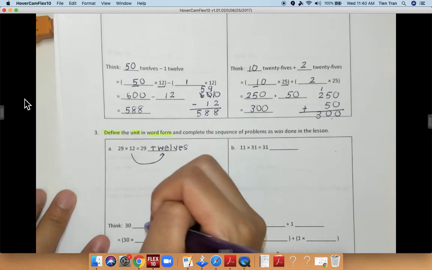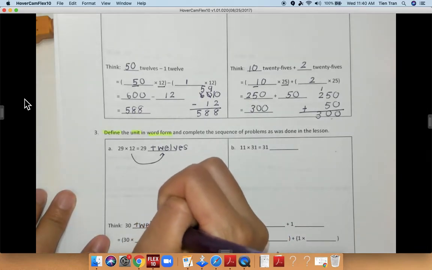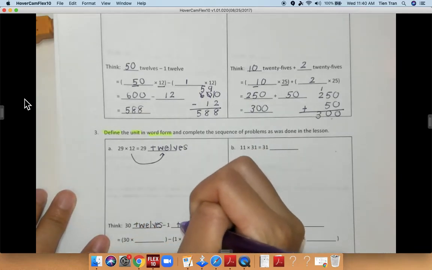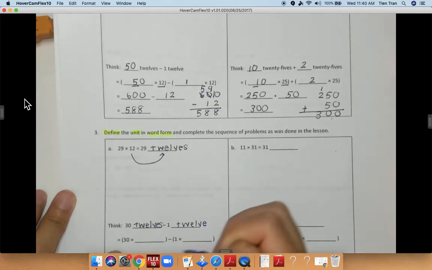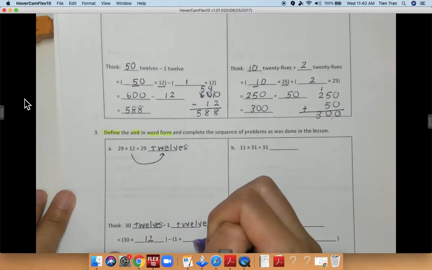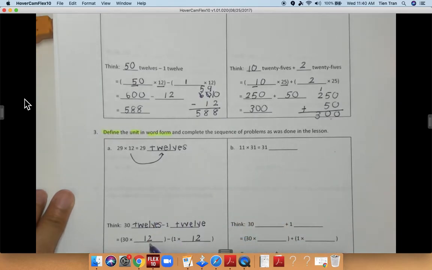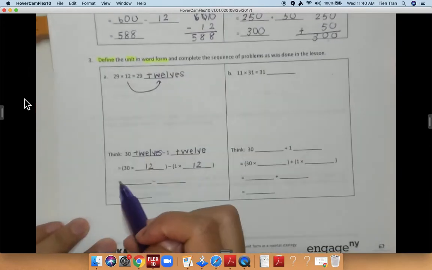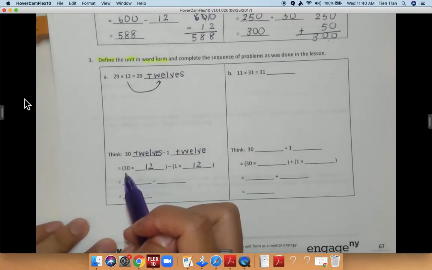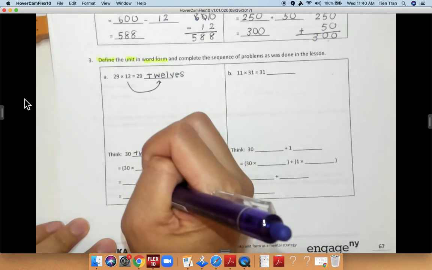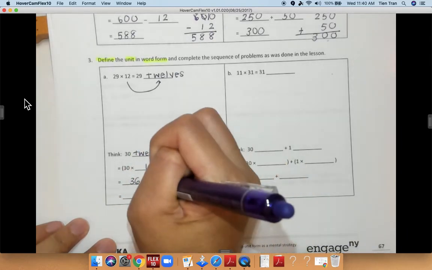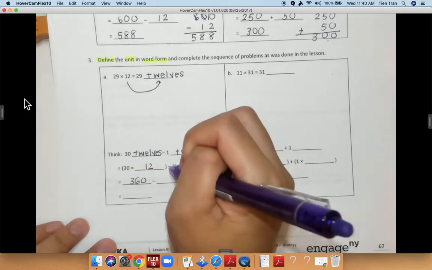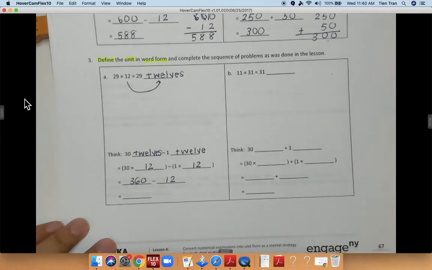And so that means that 30 12s minus 1 12 is going to give you blank 12. 30 times 12 and 1 times 12. So 30 times 12. I know that 12 times 3, because of my multiplication chart, is equal to 36. And I'm going to add a 0. And on this side, I have 1 times 12, which is equal to 12.